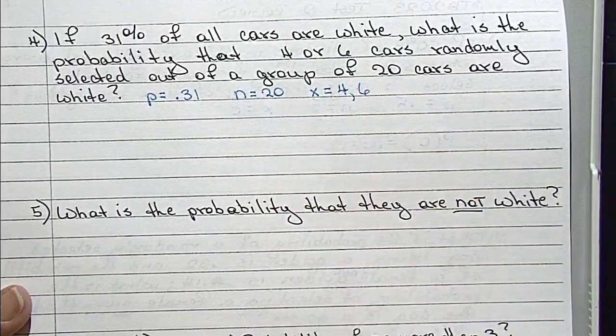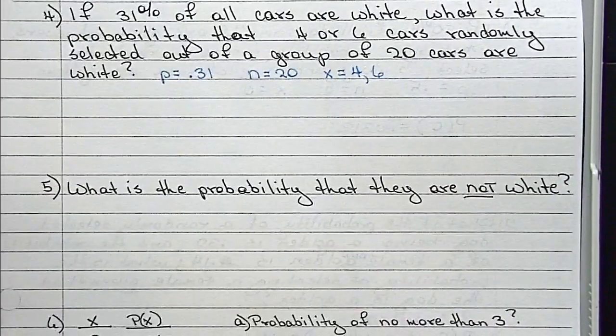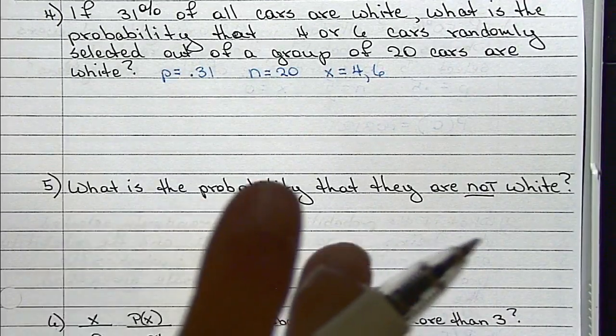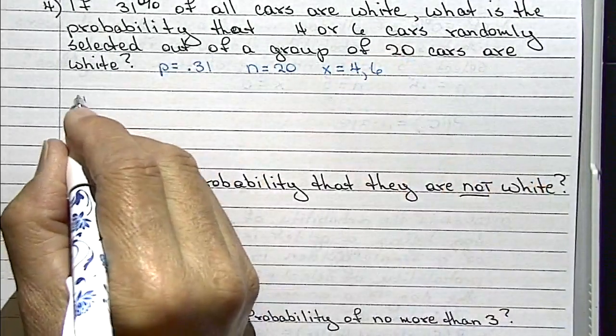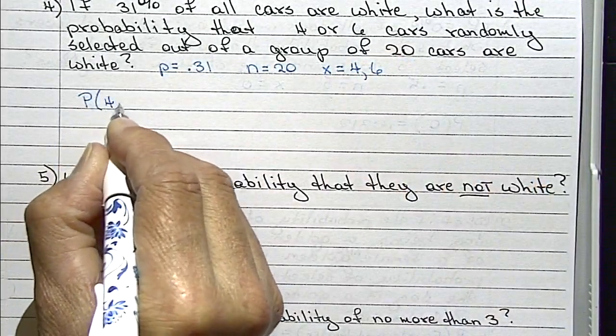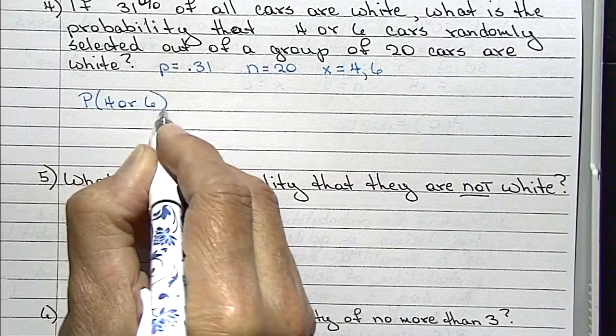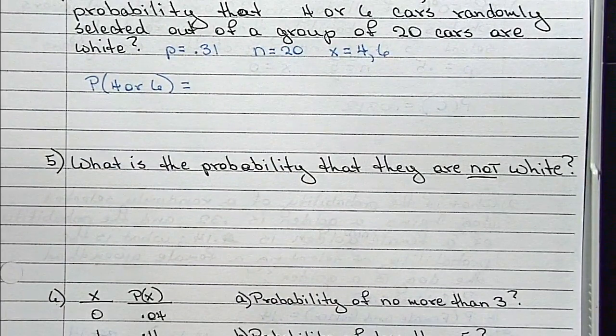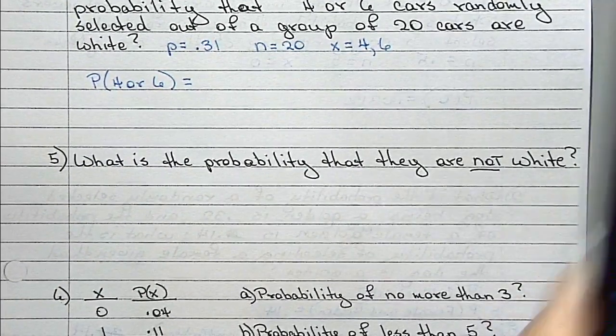Now, it didn't say 4 or 5 or 6. It just said 4 or 6. It can choose any numbers we want to when we're working with them. You've only got to do the calculation for the binomial twice and add them together, right? Because it's the same thing we were doing before. The probability of 4 or 6 is equal to, so you do the probability of 4, and then you do the probability of 6, and you find out.